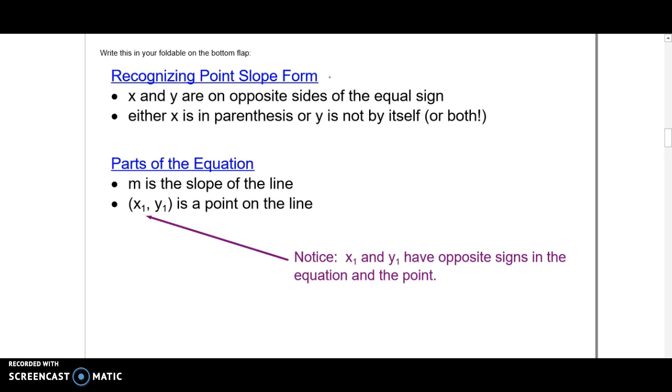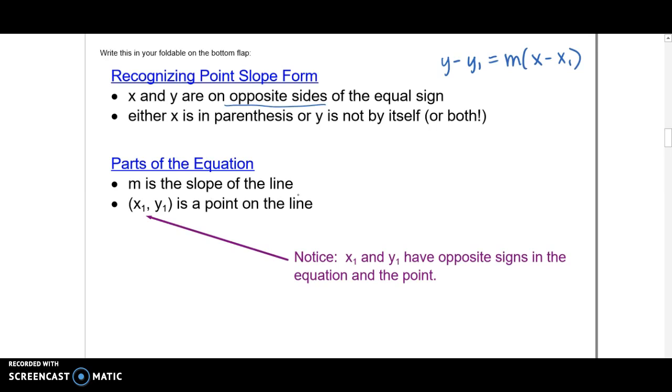So in point slope form, x and y are on opposite sides of the equal sign, which happens also in our y equals mx plus b. But the difference is that x is in parentheses and y is not by itself. So y doesn't end up being by itself. We have y minus y sub 1, so y isn't all by itself, equals m times x minus x sub 1. We normally don't see parentheses in our y equals mx plus b equation. So that's what makes this different.